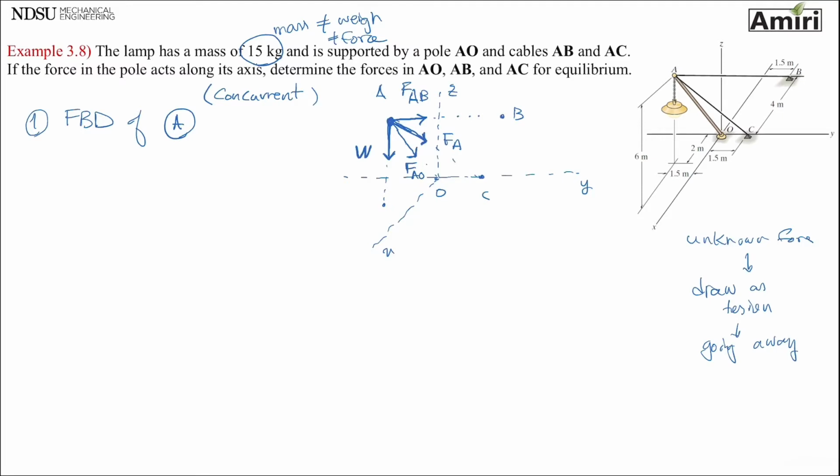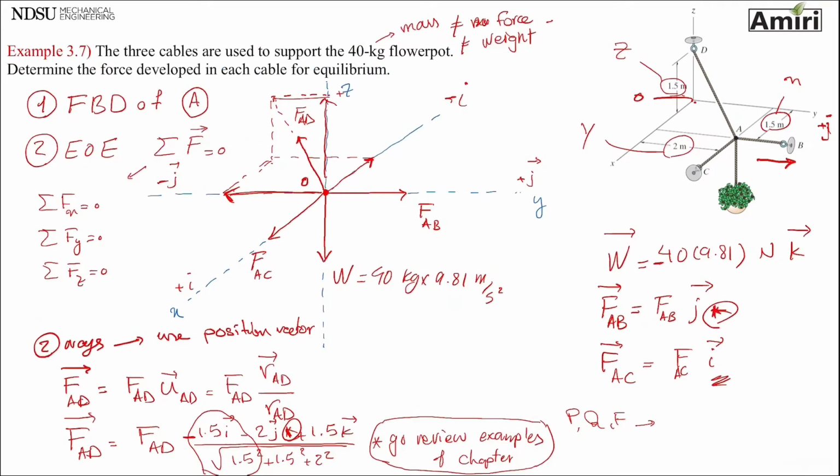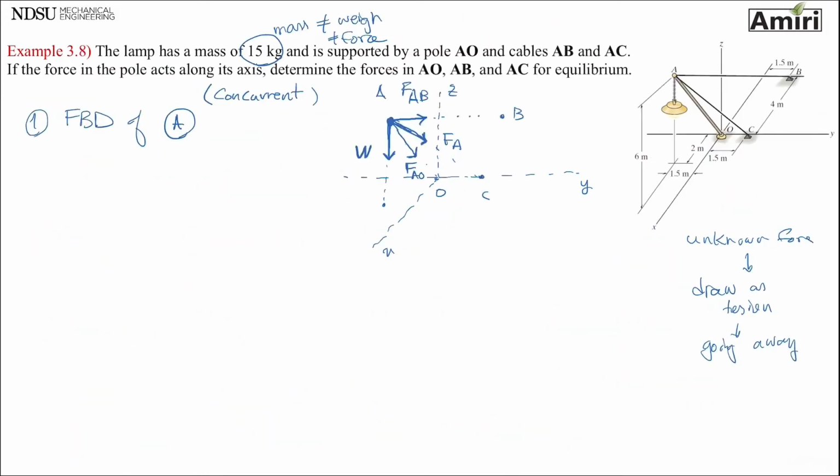And let's look at the previous problem. The previous problem was easy because AC and AB and W were just on X, Y, and Z, and we had one force that we had to transfer as a Cartesian vector. Here, we only have W, but we have 3 forces. So it's better to start with the position vector and what we've been doing before.